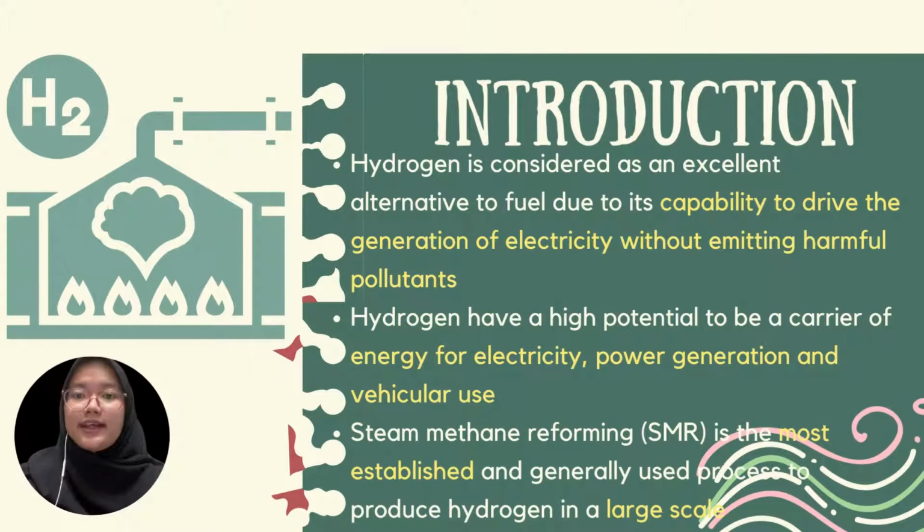Hydrogen is considered an excellent alternative fuel due to its capability to drive the generation of electricity without emitting harmful pollutants. Hydrogen has a high potential to be a carrier of energy for electricity, power generation and vehicular use. Among the methods used to produce hydrogen, steam methane reforming or SMR is the most established and generally used process to produce hydrogen on a large scale.